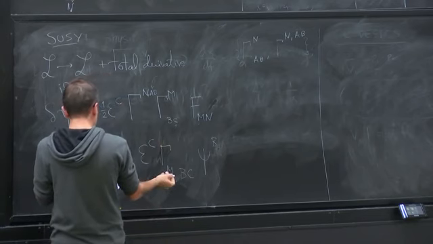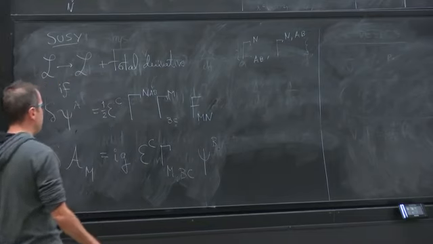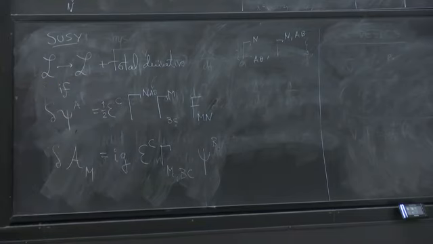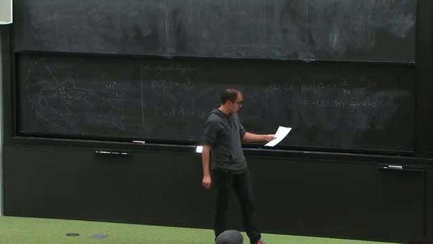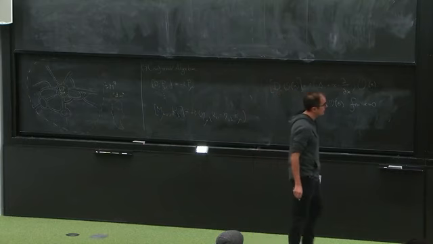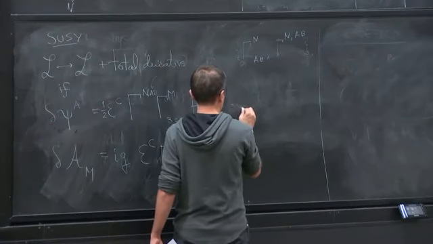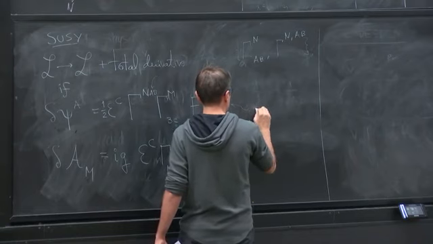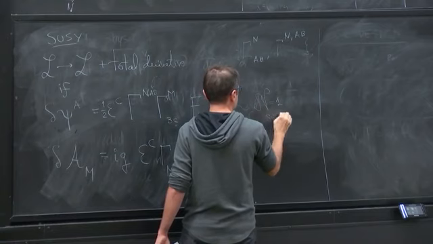And all you need to do now is fix some normalization, and the correct normalization turns out to be i g. So the claim is that if you do this transformation, then the action is just a total derivative. This is the only transformation you could write which has the proper indices, and indeed this action has this supersymmetry. So this is what's called, in this case, N equals 1 supersymmetry.